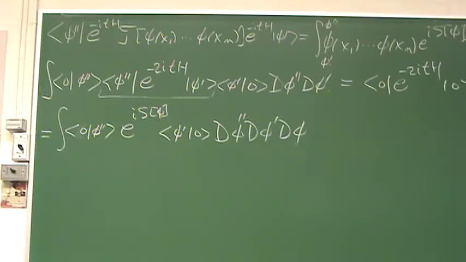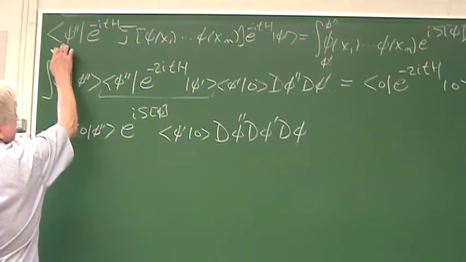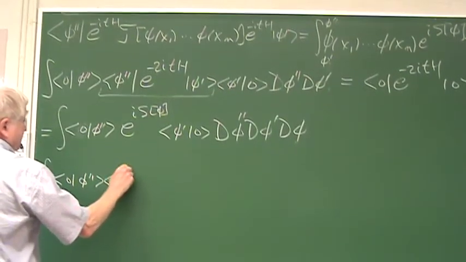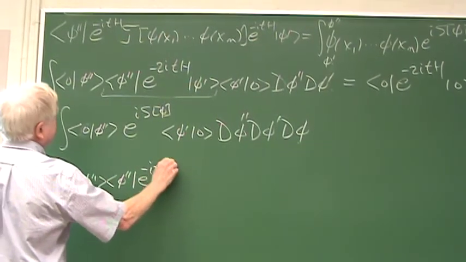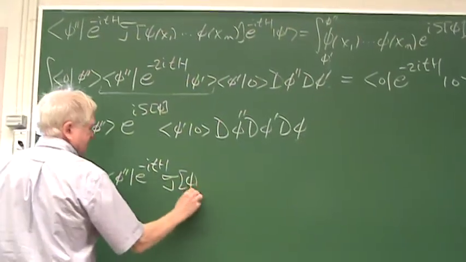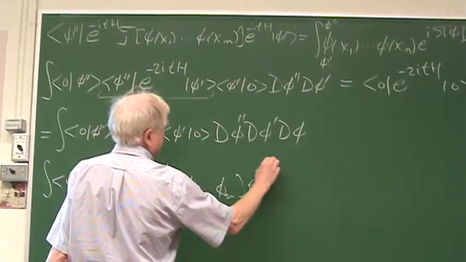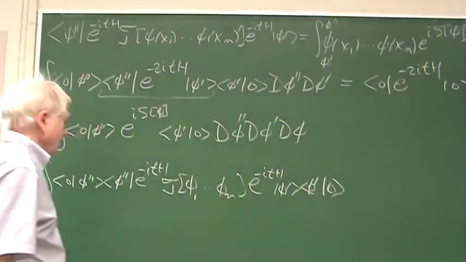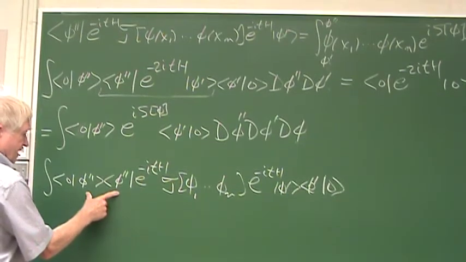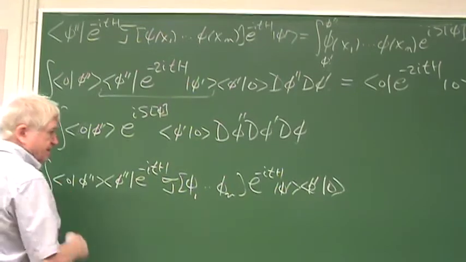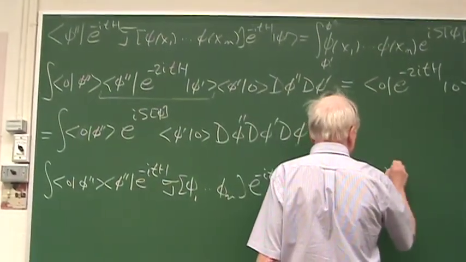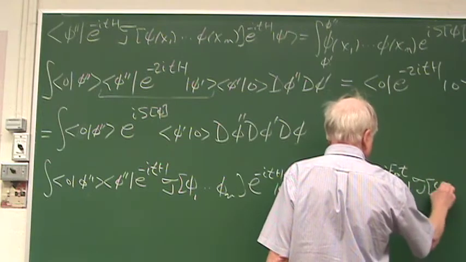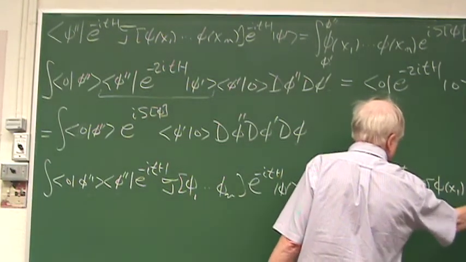And if instead we take this matrix element and integrate it, so we have vacuum, phi double prime, e to the minus iHT, time ordered product, let me just write it as phi 1 dot dot dot phi n, e to the minus iHT, phi prime, vacuum. Well, what is this going to be? Well, this is just the identity operator. This is going to pull out an e to the minus 2i E0 T, times the value of the ground state of phi of x1 dot dot dot phi of xn.